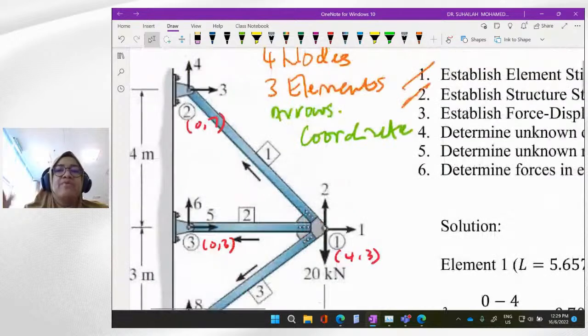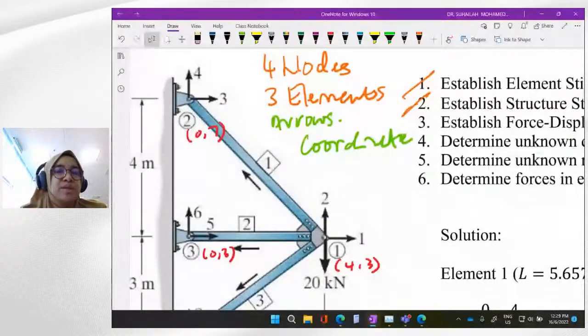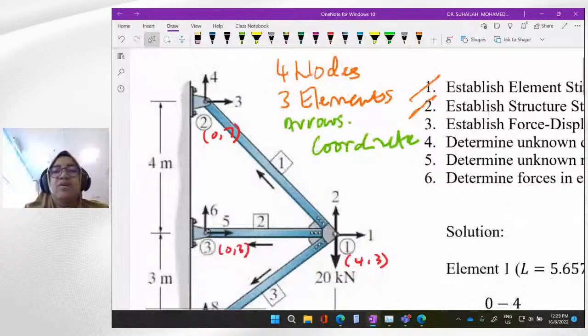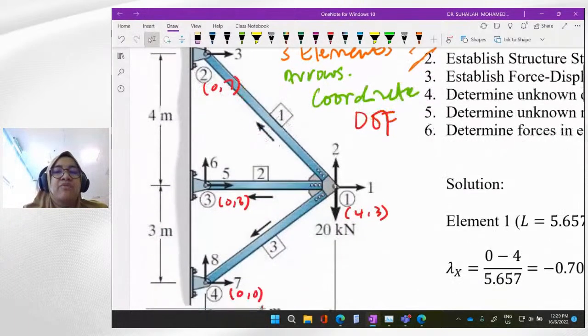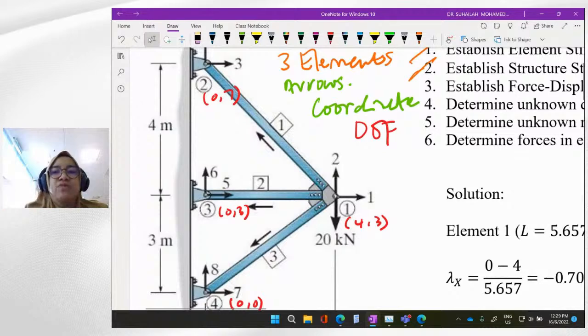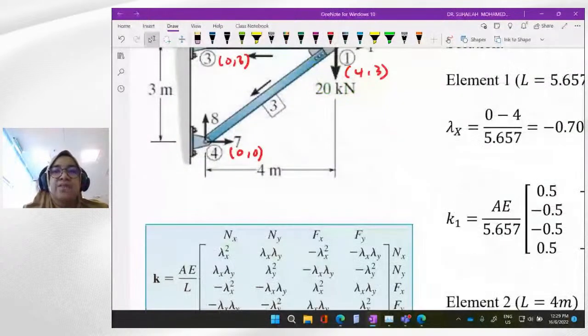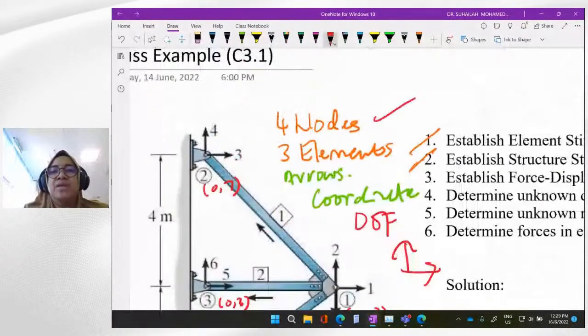Okay, and number five, most important part, is the degree of freedom. Degree of freedom for truss is 2 degree of freedom per node. So if we have 4 nodes like this, it means that we have in total 8 degree of freedom, 2 at each node.